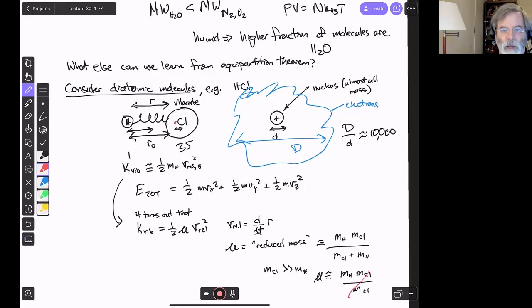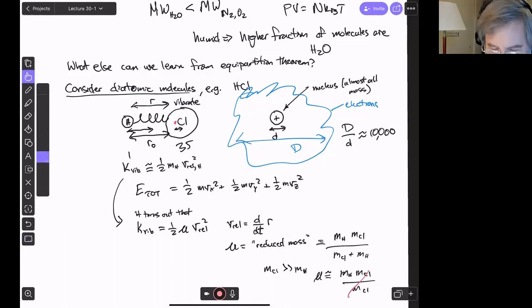If you were talking about a symmetrical molecule like a nitrogen molecule, then it would be in the numerator, mass of a nitrogen atom times the mass of a nitrogen atom. In the denominator, mass of a nitrogen atom plus the mass of a nitrogen atom. So it'd be m squared over 2m or m over 2. So there it would be a much bigger correction. Here it's a relatively small correction. Again, I haven't proven that to you. It doesn't matter that much for what we're doing here.